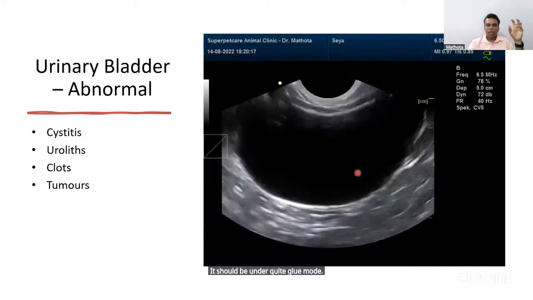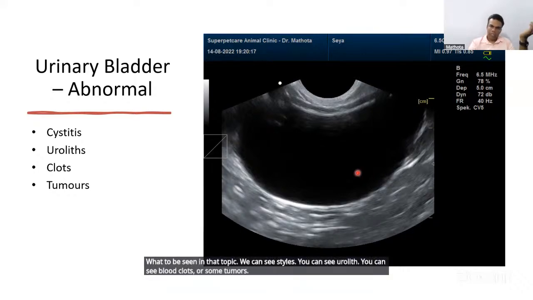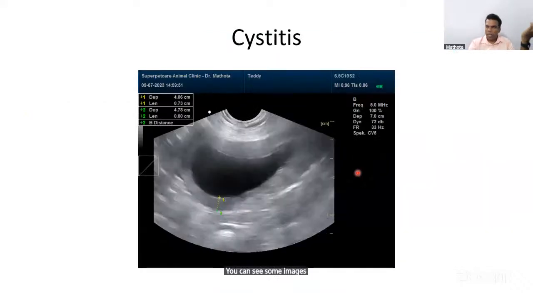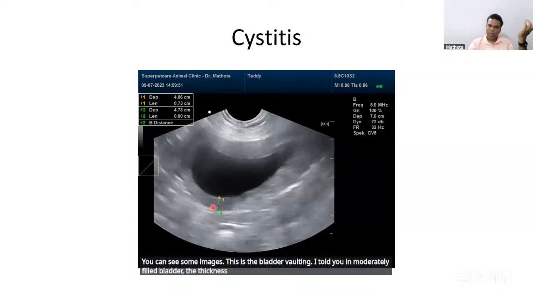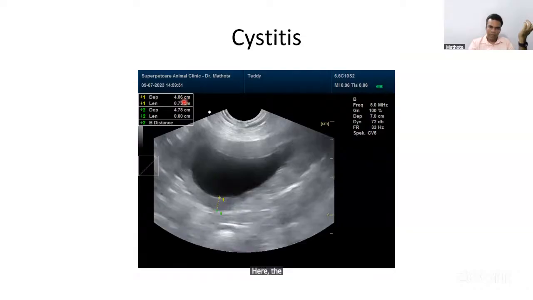Then you have to see the abnormal bladder. What do we see in the abdomen? We can see cystitis, uroliths, blood clots or some tumors. You see some images. This is bladder wall thickness. I told you, in a moderately filled bladder, the thickness should be less than 3 millimeters. Here, the thickness is 7.73 millimeters.